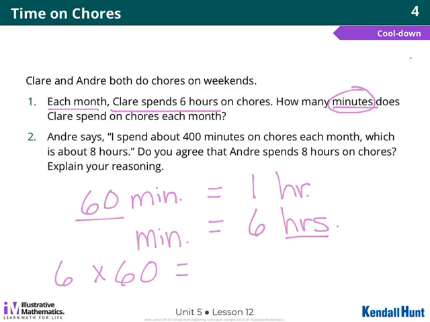To do that, I'm going to ignore my 0 and start with my basic math fact. 6 times 6 is 36. And then I just add my 0. So my answer is 360 minutes.